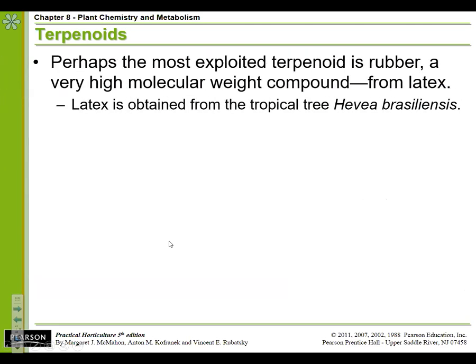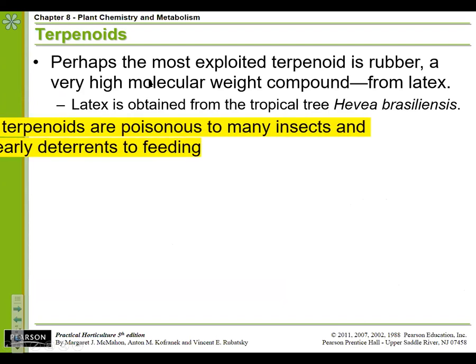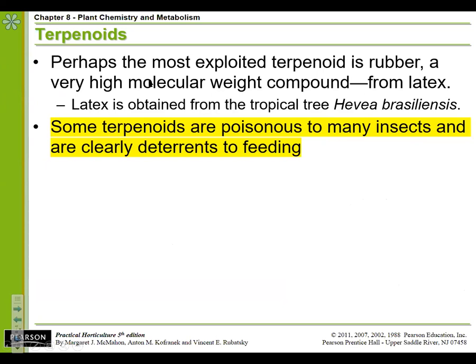The terpenoid that we use the most in an industrial context is rubber. Again, you injure the rubber plant, and it exudes this terpenoid that we then use in many different industrial contexts. Many terpenoids, though, are poisonous to insects and are used as deterrents from the insects feeding.